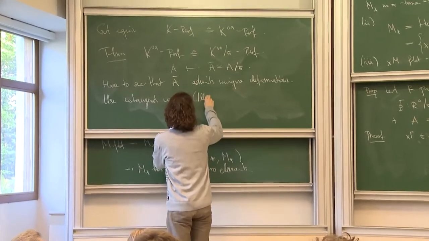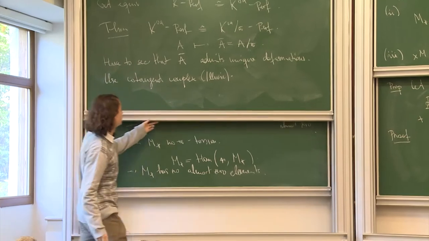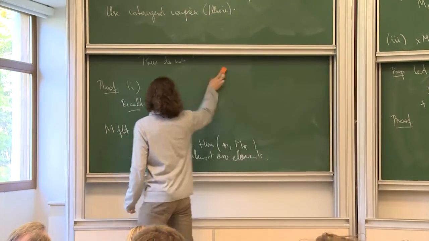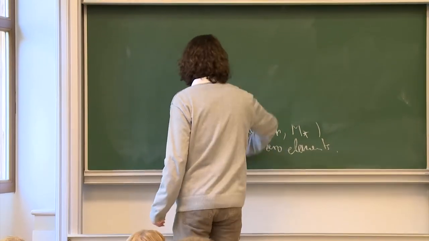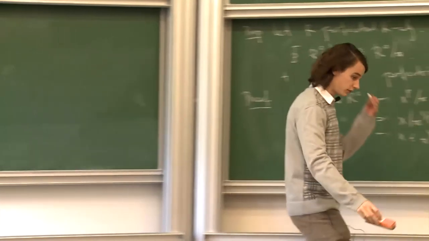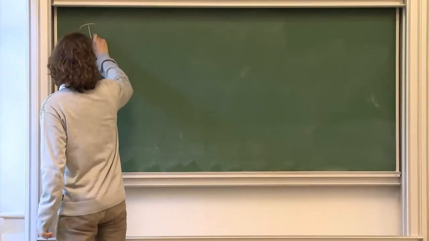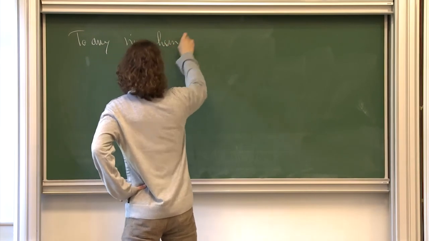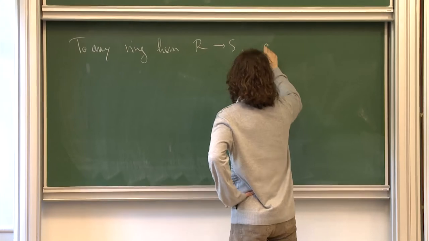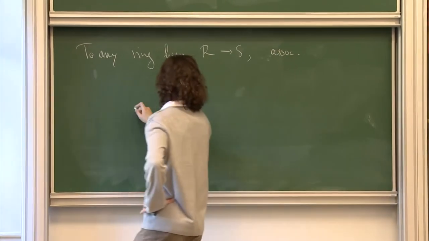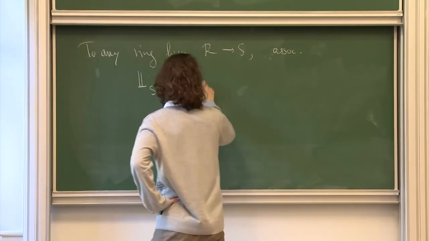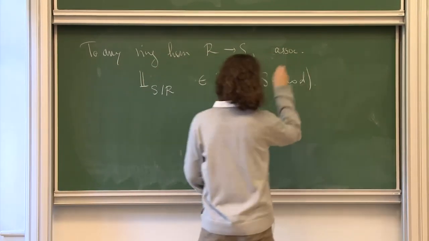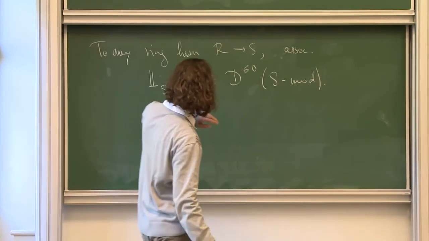The foundations of which are laid out in the thesis of Illusie. And let me recall a little bit about this cotangent complex. So first in the classical commutative algebra setup: to any ring homomorphism R to S, we associate the so-called cotangent complex, which you can consider as an element in the derived category of S modules, whose cohomology is concentrated in non-positive degrees.